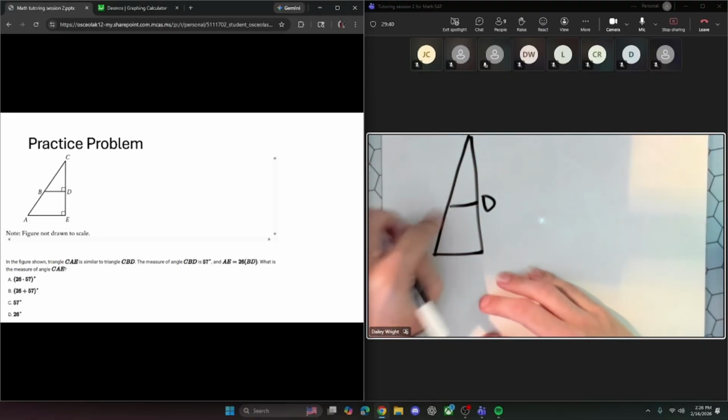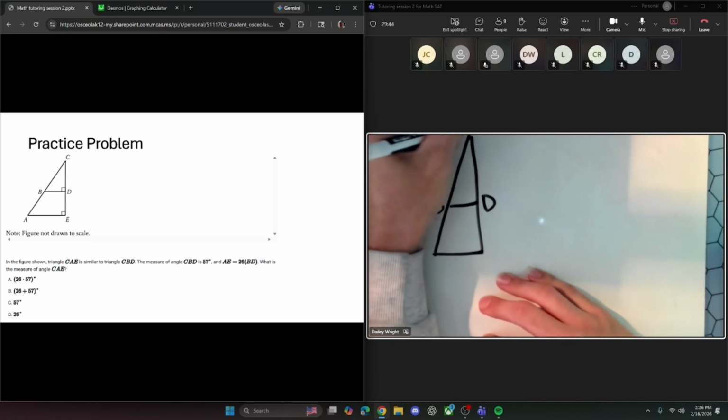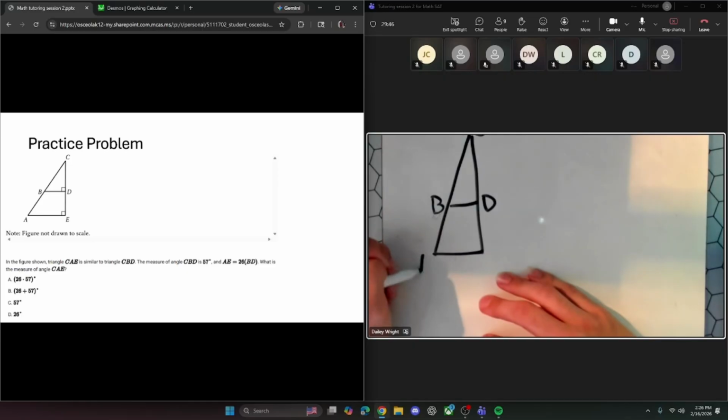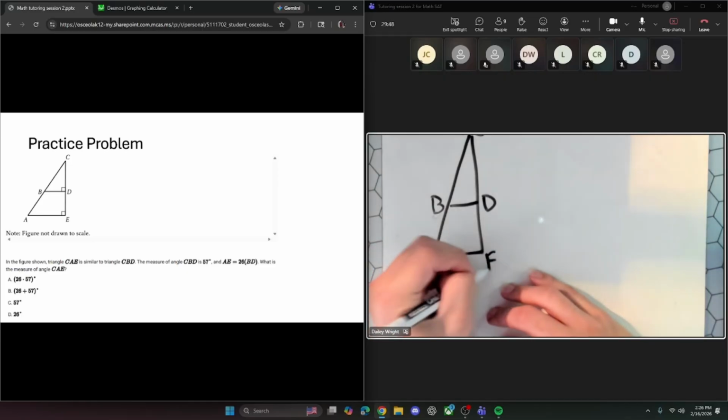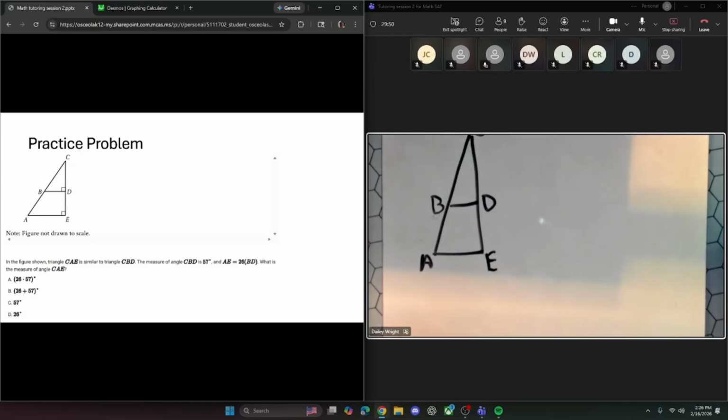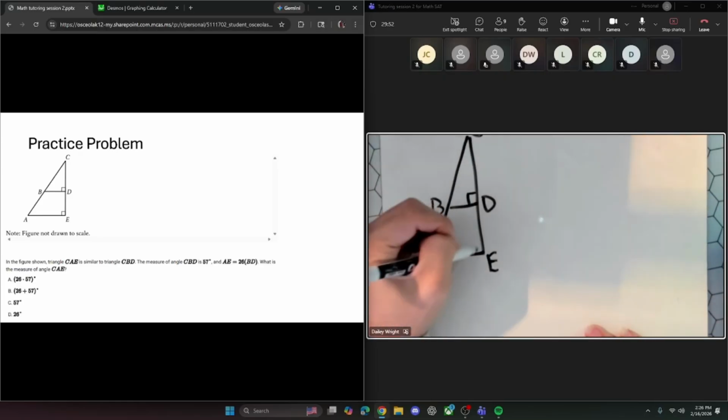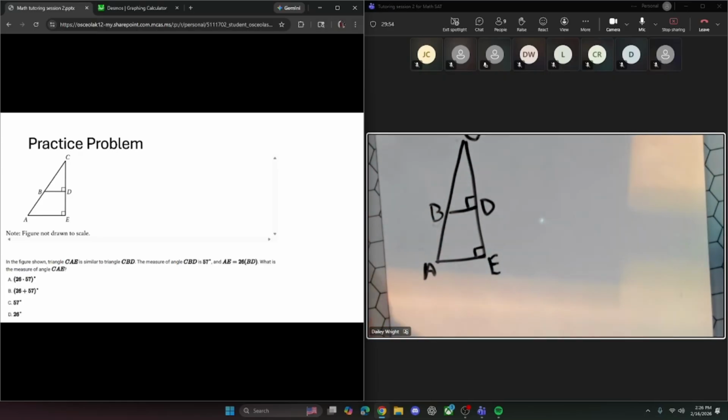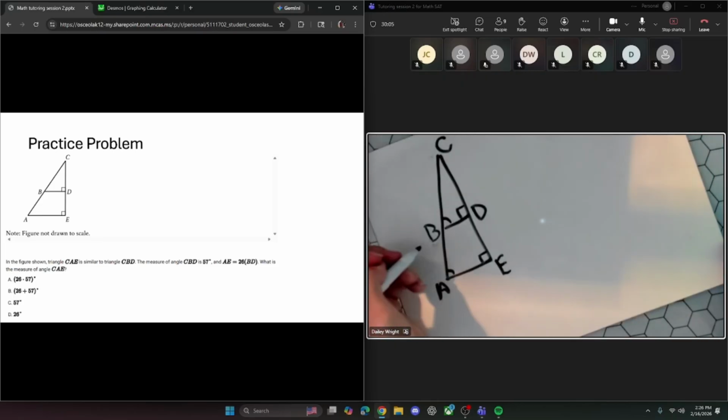BD. And then you have C. And then you have A and E. So it shows that these two are right angles. And CAE is similar to triangle CBD. So that means these angle measures are the same.